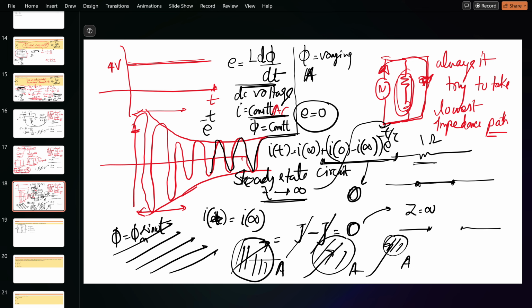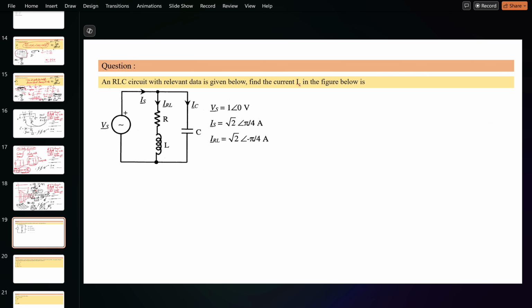Getting my point? So in DC terms, there will be no flux generation, there will be no EMF generation. But in the AC form, there will be flux because it is sinusoidally varying. So the flux is varying, and that's why the EMF will be generated. Okay. Try to solve this problem.